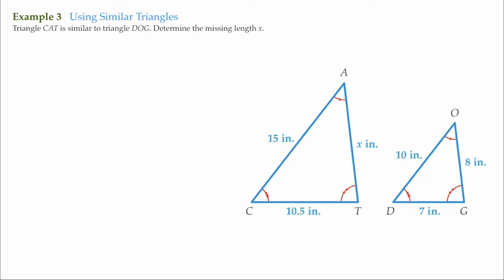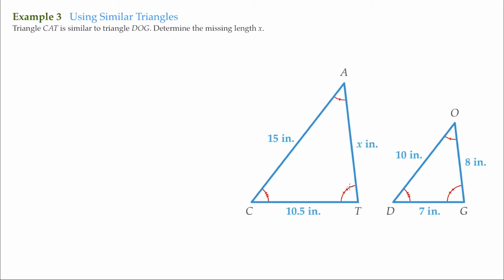In this example 3, we have these two triangles, triangle CAT and triangle DOG. If we look up here at angle A, we can see that its angle measure is marked by this little tick mark. That means that any other angle that also has a single tick mark is of equal measure, and we can see that that's the case for this angle O on the other triangle here. It's got a single tick mark.